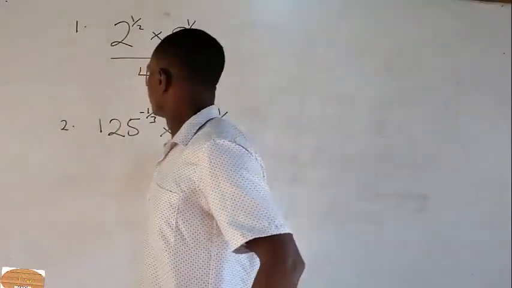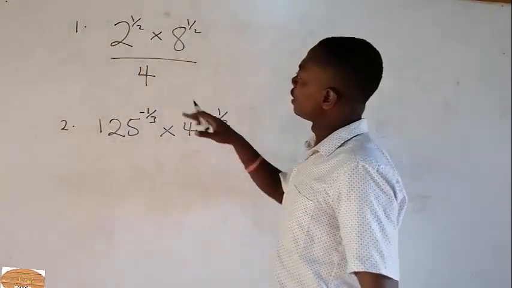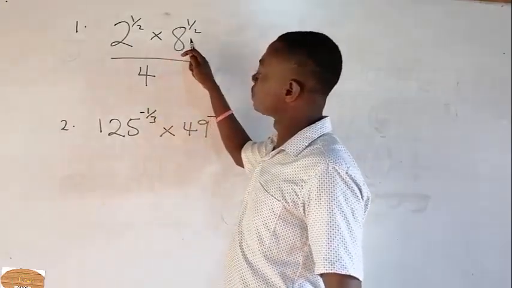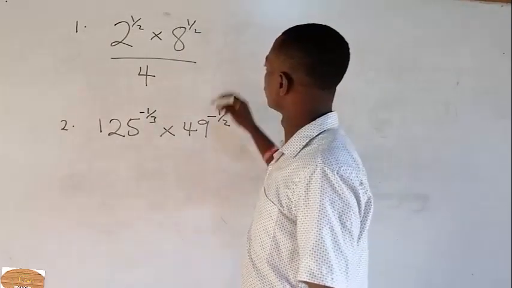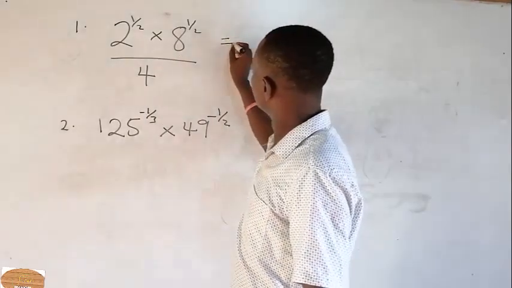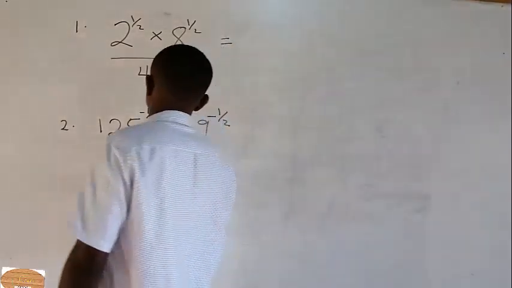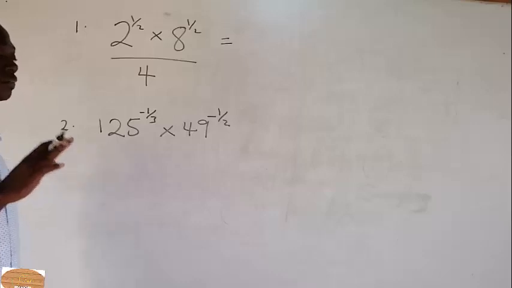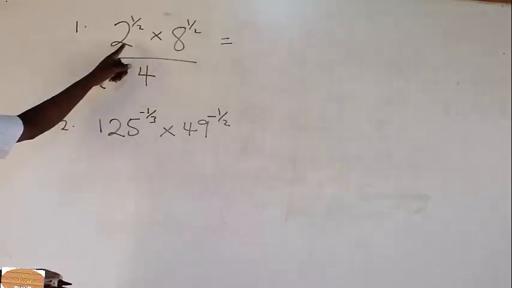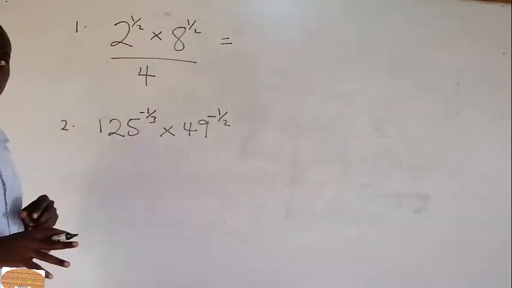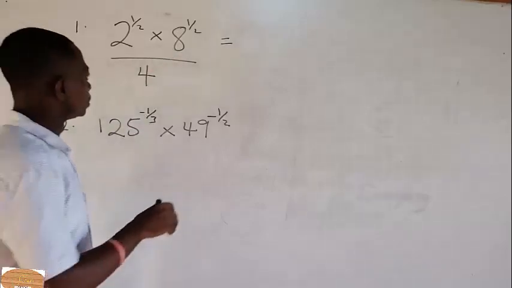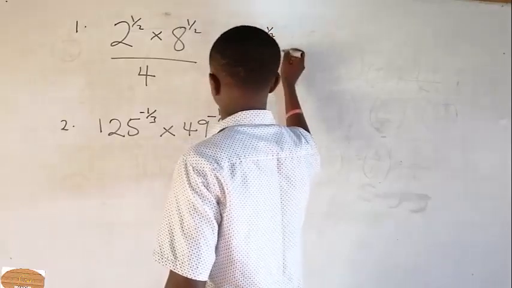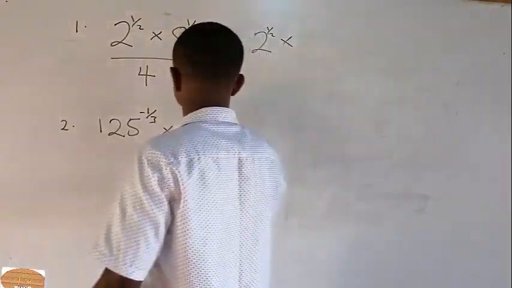Alright, let's consider the following examples. Now I have 2 to the power 1 over 2 times e to the power 1 over 2, all over 4. Alright, so let's use the law. Remember, before you can use the law, you have to make sure we have equal bases. We have 3, we have 4 here, unless you change something. So let's change this one.